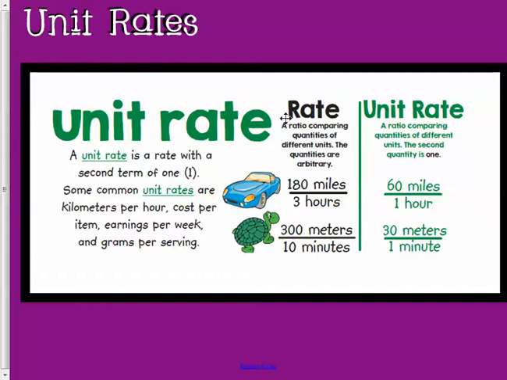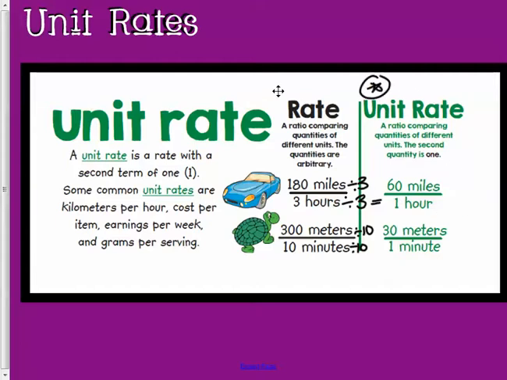So when I'm looking at the rates here, I am comparing quantities of different units, like 180 miles for 3 hours. In order to convert that to a unit rate, this bottom number has to be equal to 1. So I divide the top number by the bottom number, 180 divided by 3 and get 60, and divide the bottom number by itself and get 1. Down here, 300 meters for 10 minutes, so I divide by 10 for both of them, and I get 30 meters for 1 minute. These are unit rates.